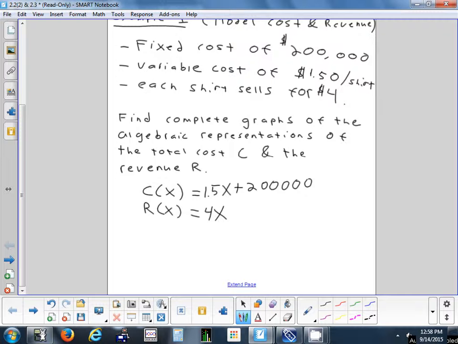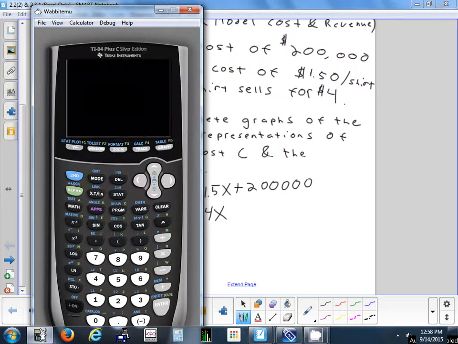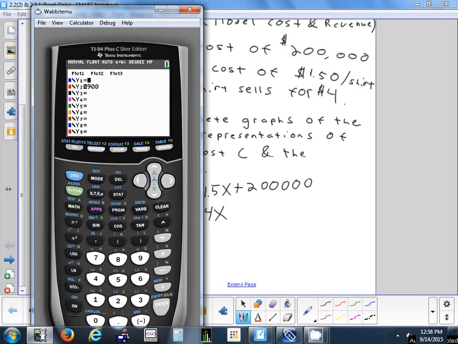Questions on those? All right, so let's graph them. In y1, type in 1.5x plus 200,000. In y2, type in 4x. And we're going to need a pretty big window. Our y-intercept is up at 200,000, so let's go even higher. Let's go to like 500,000.